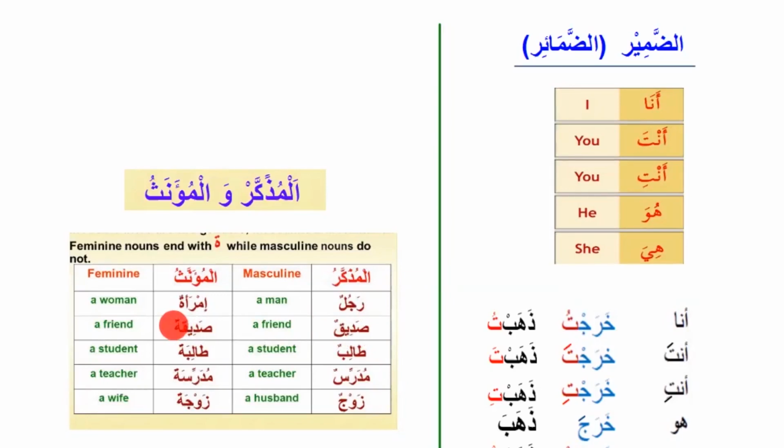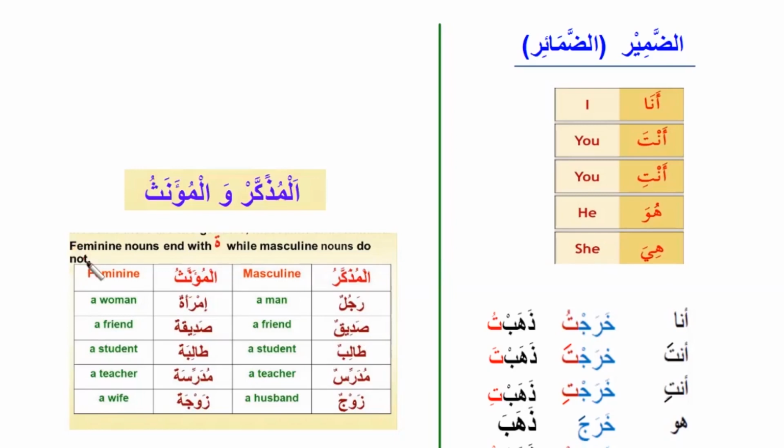I hope that is clear. So, in simple sense, what they are saying is that feminine nouns end with ta marbuta. This is called ta marbuta or ta at-ta'anis, while masculine nouns do not. So the ta marbuta signifies femininity. If it is attached to a particular noun, it indicates that that noun is feminine.